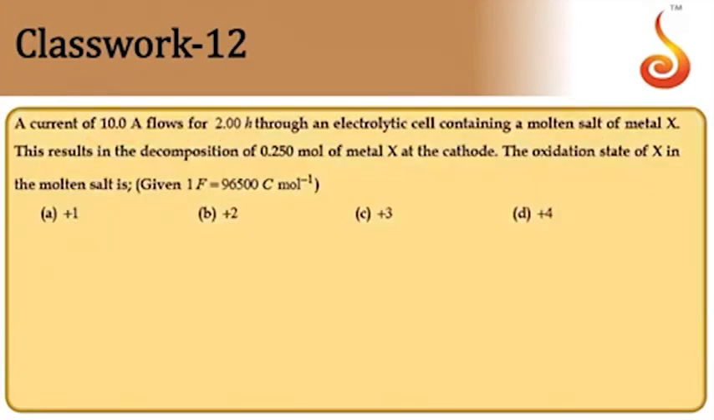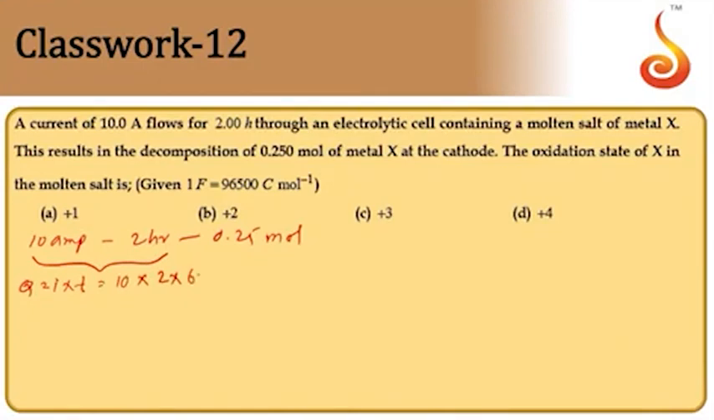Applying Faraday's laws, 10 amperes, 2 hours, deposits 0.25 moles of substance. So 10 amperes 2 hours means we can know the total amount of charge passed, because Q is equal to I into T, 10 into 2 into 60 into 60, that is 72000 coulombs, deposits 0.25 moles.